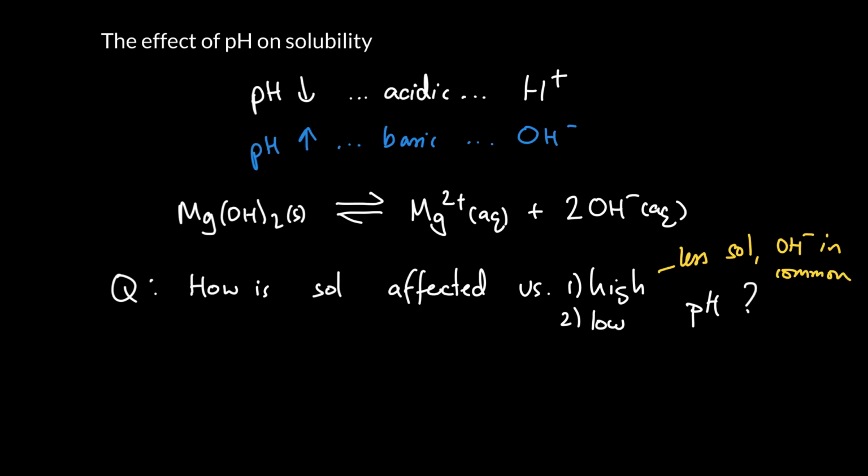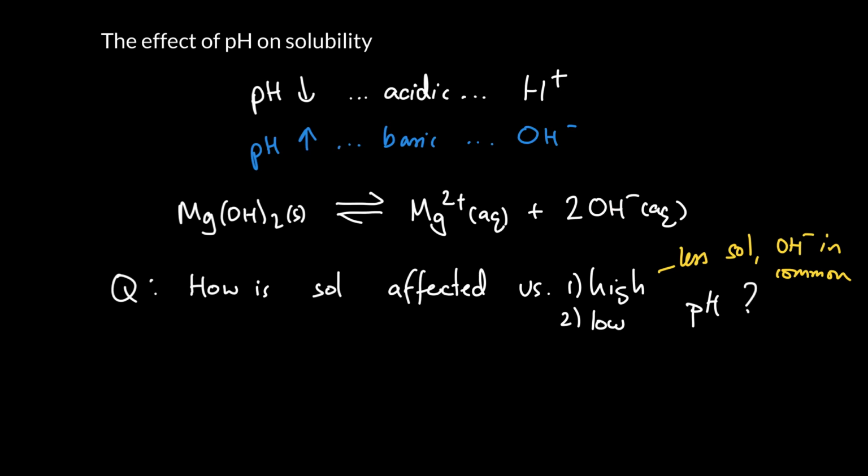All right, now what about low pH? At first glance, it looks like low pH should have no effect whatsoever. The H plus ion, there's nothing in common, right? H plus is not the same as magnesium or hydroxide, so presumably that means it would have no effect at all. Well, not so fast, because H plus and OH minus will react with each other.